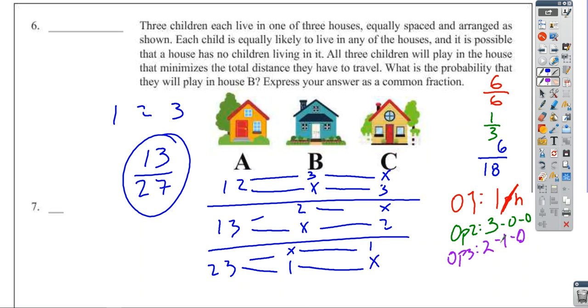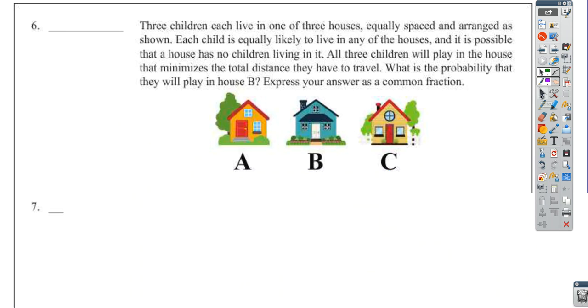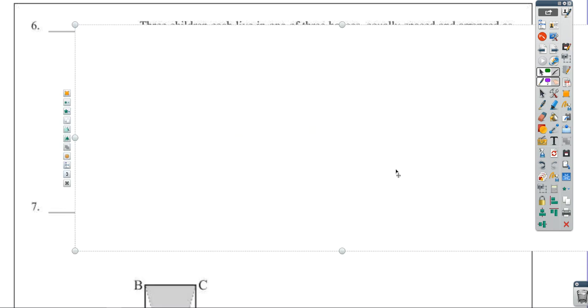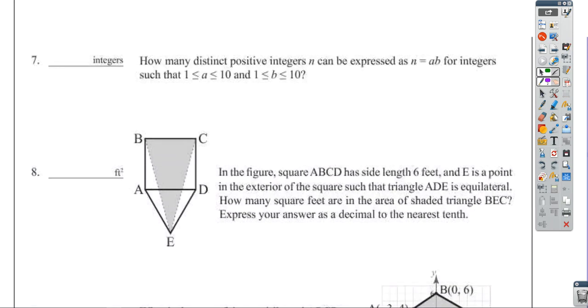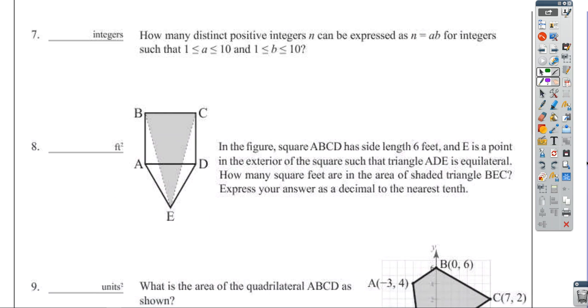We okay? All right, I'm going to go much faster for this next one because it is pretty straightforward, quite frankly. How many distinct positive integers n can be expressed as n equals a times b for integers such that 1 is less than or equal to a, which is less than or equal to 10, and the same for b.